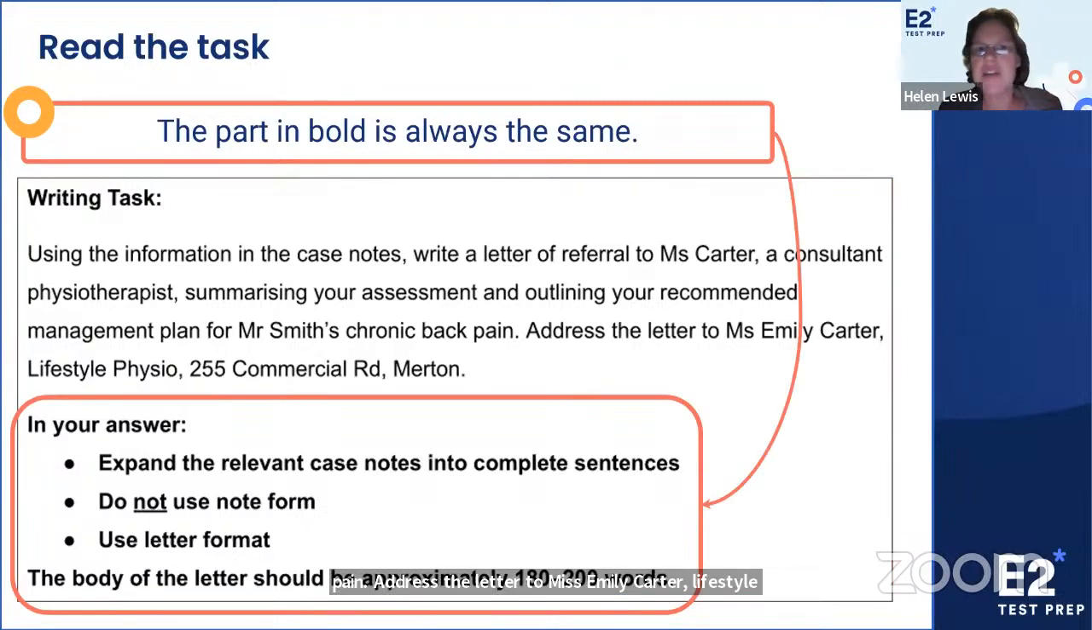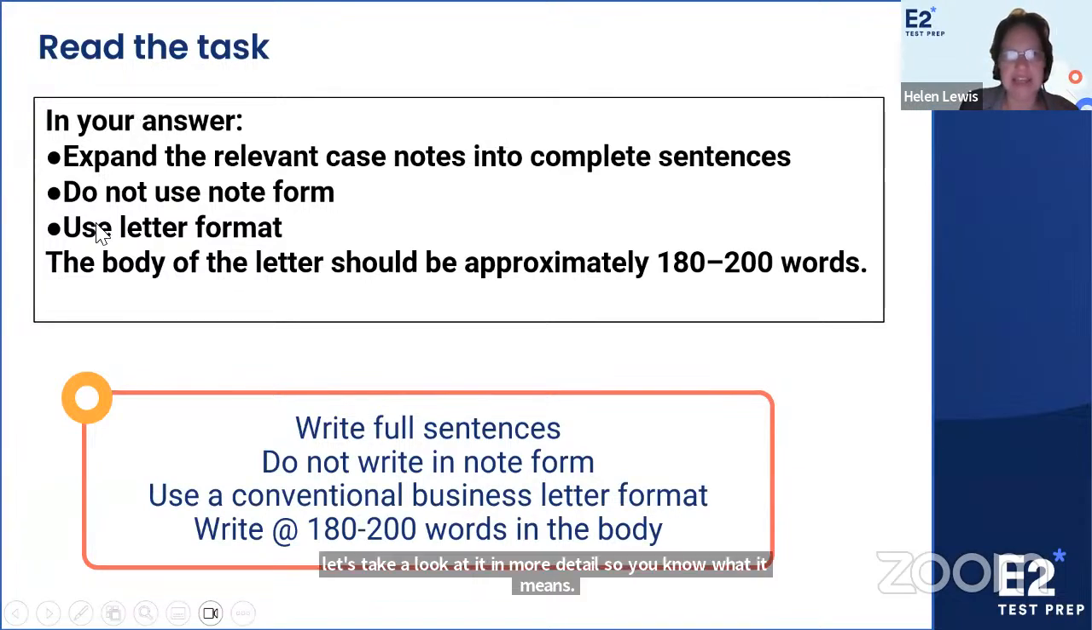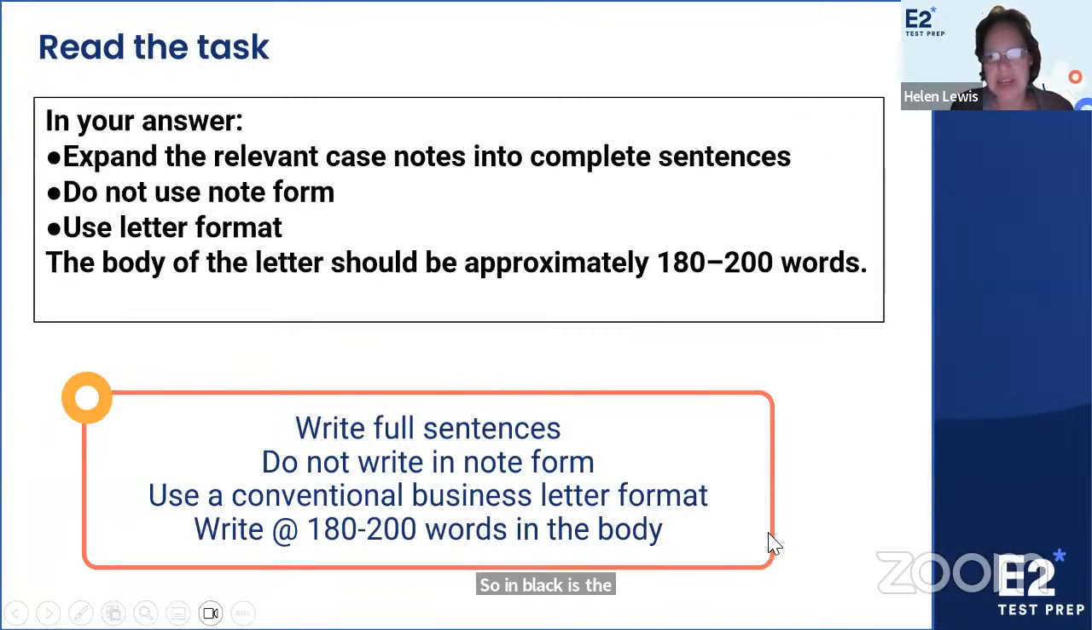Now, the part at the bottom you see here, that part in bold, is always the same. In every OET exam, you'll see that. Let's take a look at it in more detail so you know what it means. In black is the copy of what you'll see, and in red is an explanation here. So what does it mean?